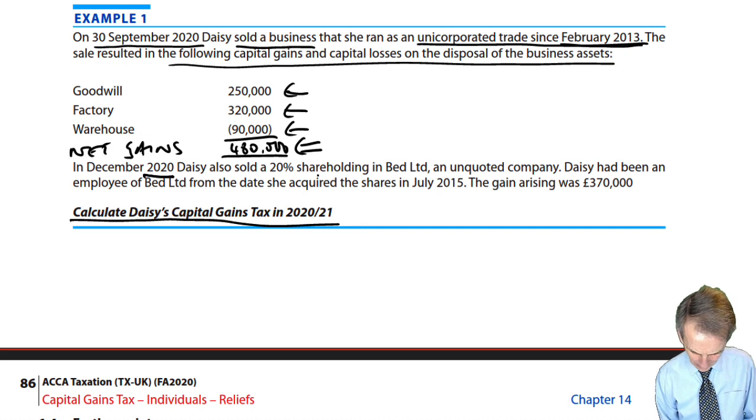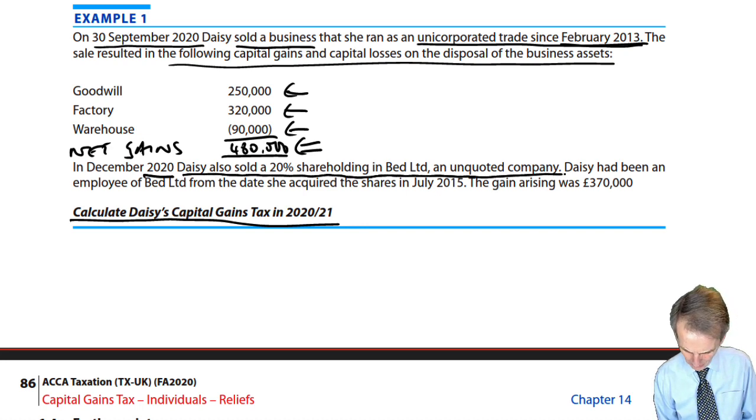In December 2020, Daisy also sold a 20% shareholding in Bed Limited, an unquoted company. 20%. We've got at least 5%.